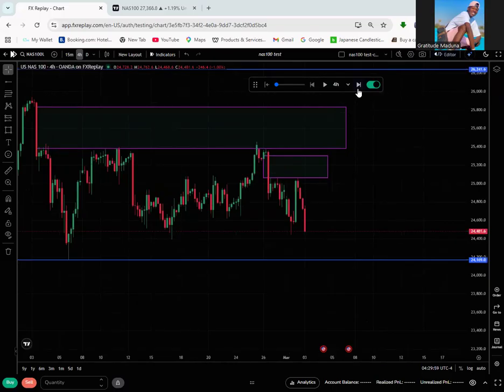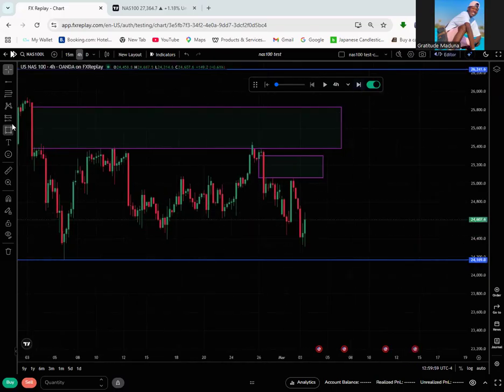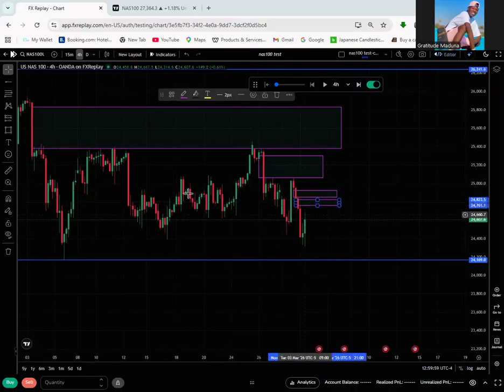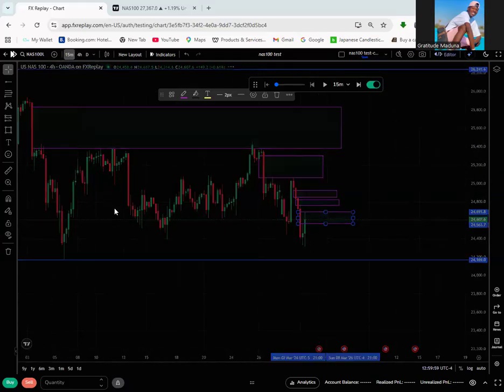I can still look for re-entries in these zones. So there's this bearish fair value gap here, there's this bearish fair value gap here, and that bearish fair value gap here. So in these three zones, I know I might get my entry in the zone, unless violated otherwise.